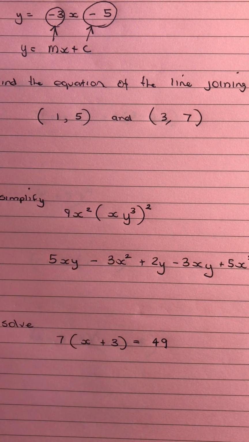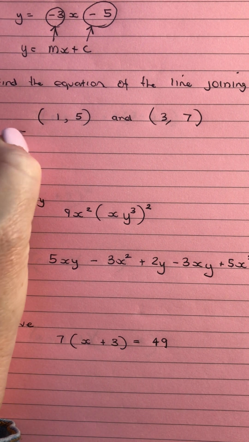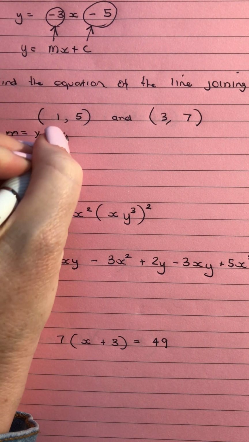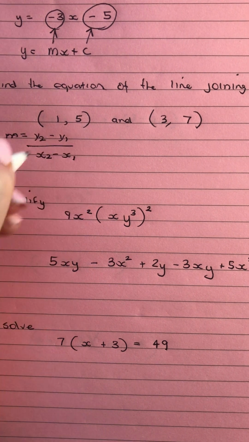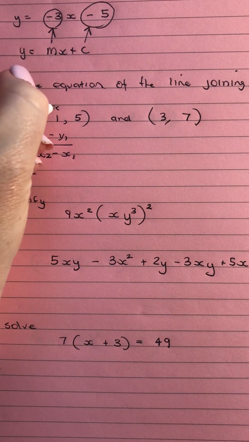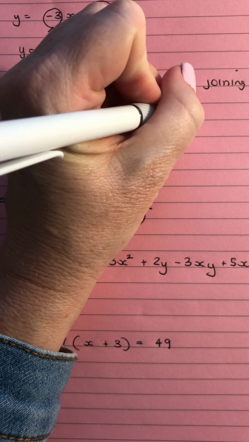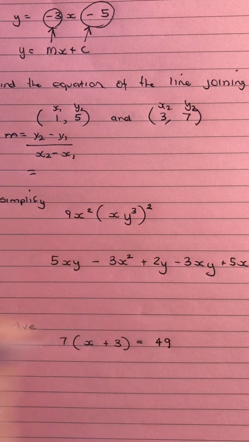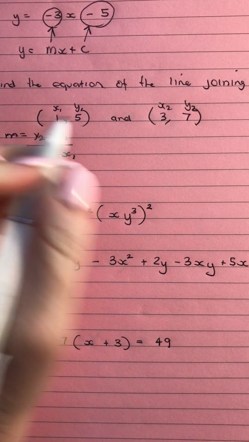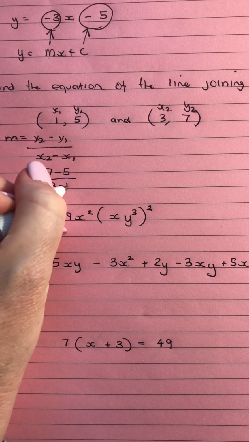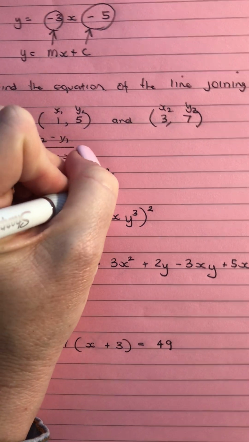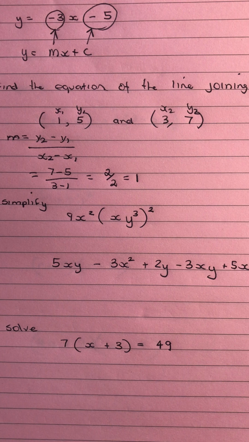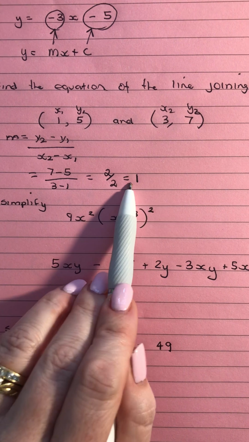When I do that, my first step is to use my gradient rule. m equals y2 minus y1 over x2 minus x1. I'm going to write my x1, y1, x2, y2 up the top here. So now I'm going to go 7 take away 5, over 3 take away 1, and so I get 2 over 2 there, which is 1. So my gradient is 1 in this case. Obviously you'll have seen some that have a negative gradient, a fraction or a decimal, lots of different variations. This one's a fairly straightforward one, so we've got a gradient of 1.